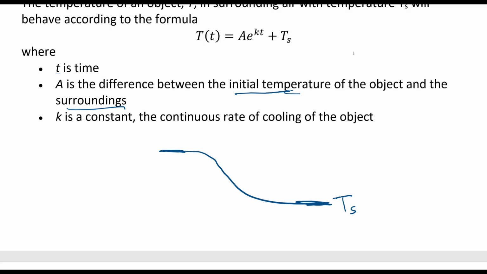And if you think about it, your power on k is negative. So this portion of it is getting smaller and smaller as time goes on until eventually you get to your room temperature.